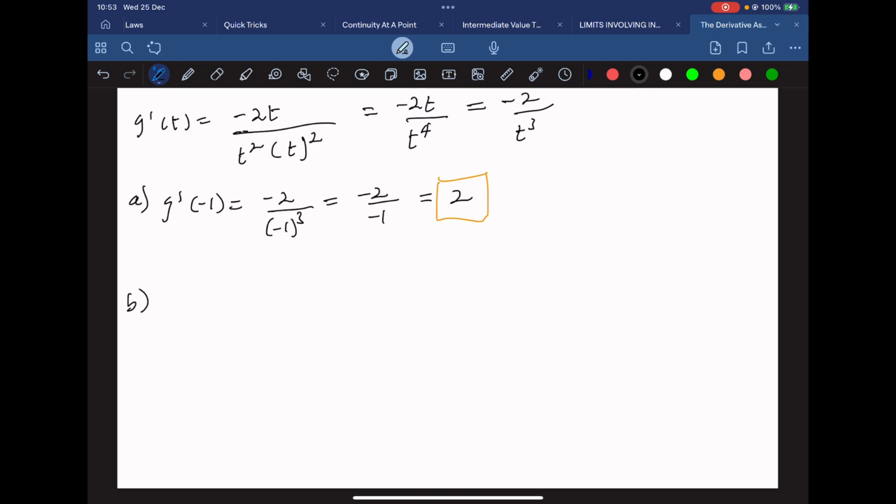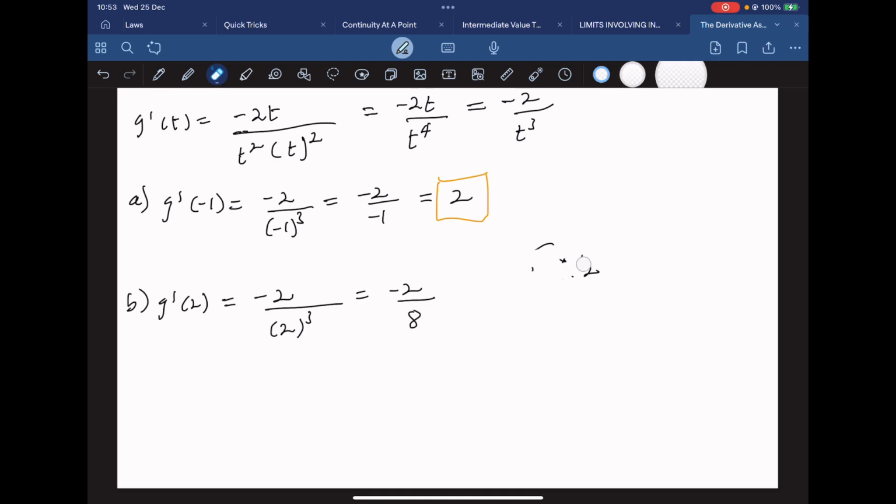B, that was g prime of 2. So g prime of 2, using the same idea, we have 2 raised to the power 3. So this is negative 2 over 2 raised to the power 3, which is 2 times 2 times 2. 2 times 2 is 4, 4 times 2 is 8. So we have 8 here, and this is equal to negative 1 over 4.